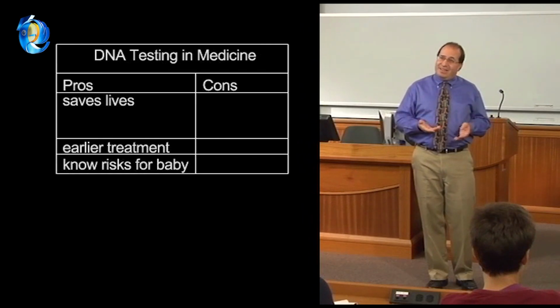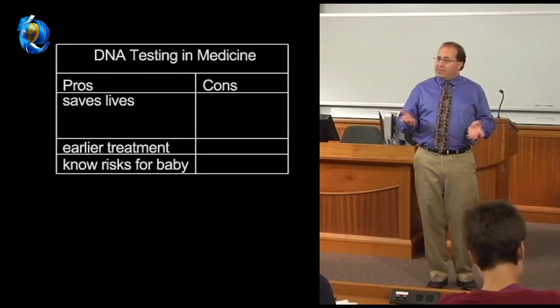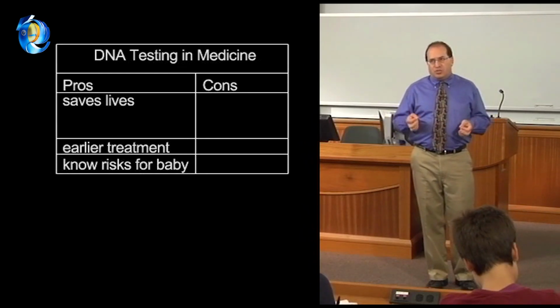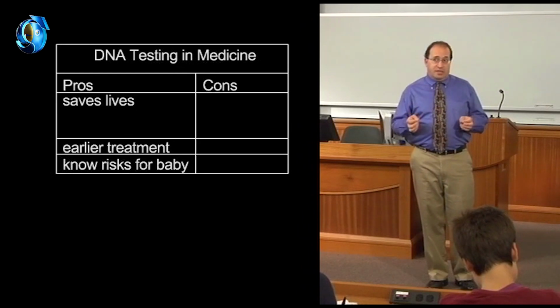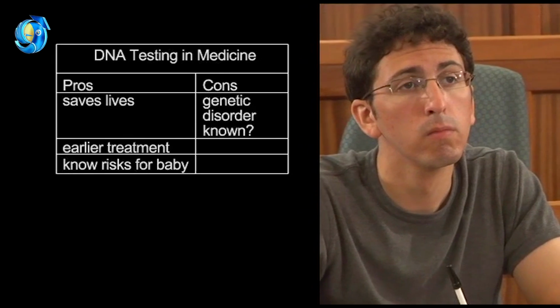On the negative side, there's the issue of fairness. What happens if DNA testing reveals that we have a genetic disorder that could cause a disease, and that information becomes known? This brings us to some concerns about privacy. A DNA profile contains a lot of personal information. So I'd like you to think about the following questions.